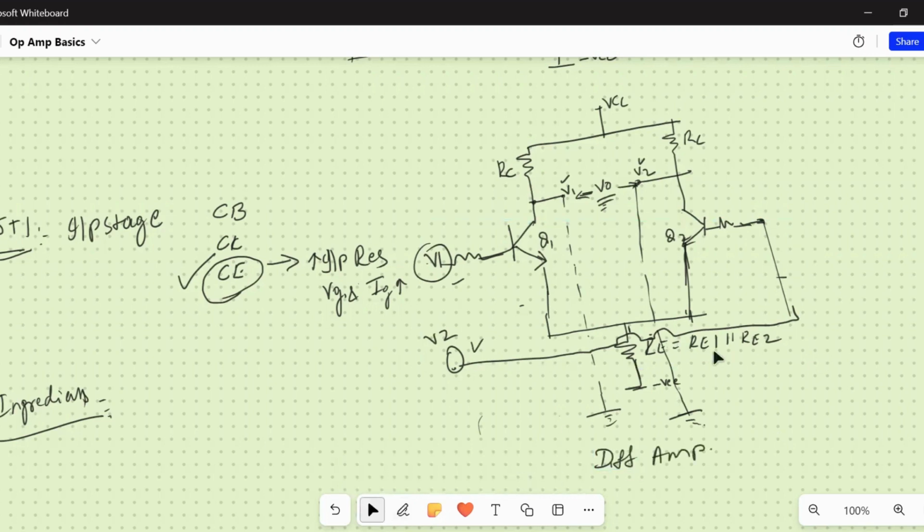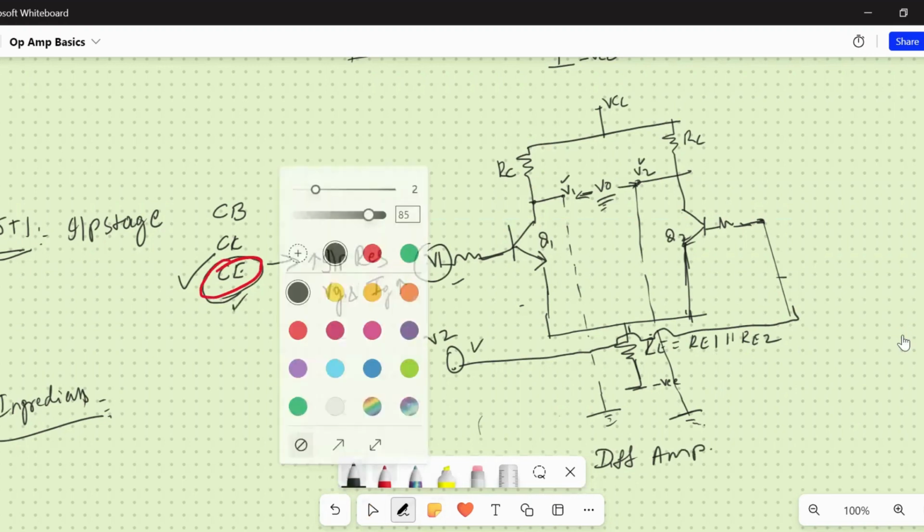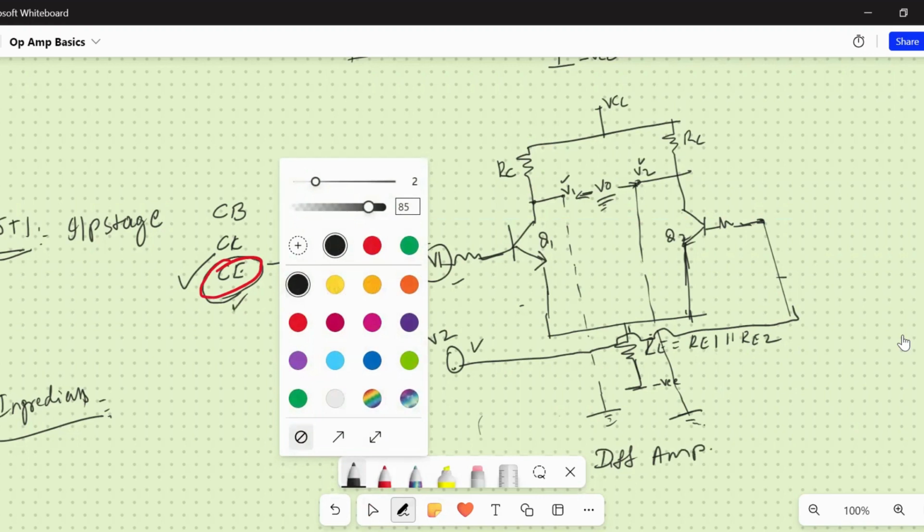Now, the first recipe is done. This is the first recipe, that is the CE configuration. That is the common emitter configuration blocks arranged this way. The second one, let's go to the second one now.